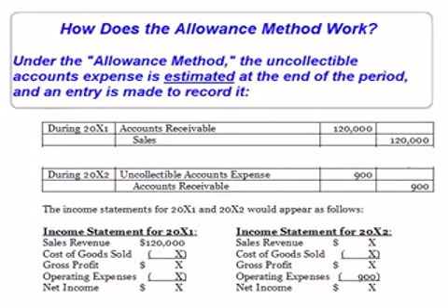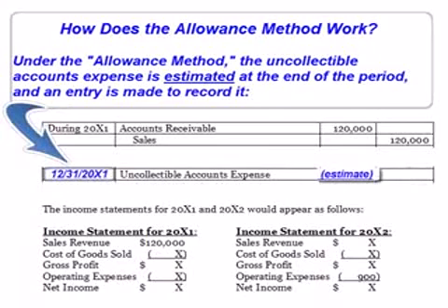At the end of 20x1, before any of the accounts go bad, we estimate the amount of uncollectible accounts and we make an end-of-period entry to record the expense. This will allow us to follow the matching principle and record the expense in 20x1 so it can be placed on the 20x1 income statement. It's only an estimate though, and there will always be error in our estimate.